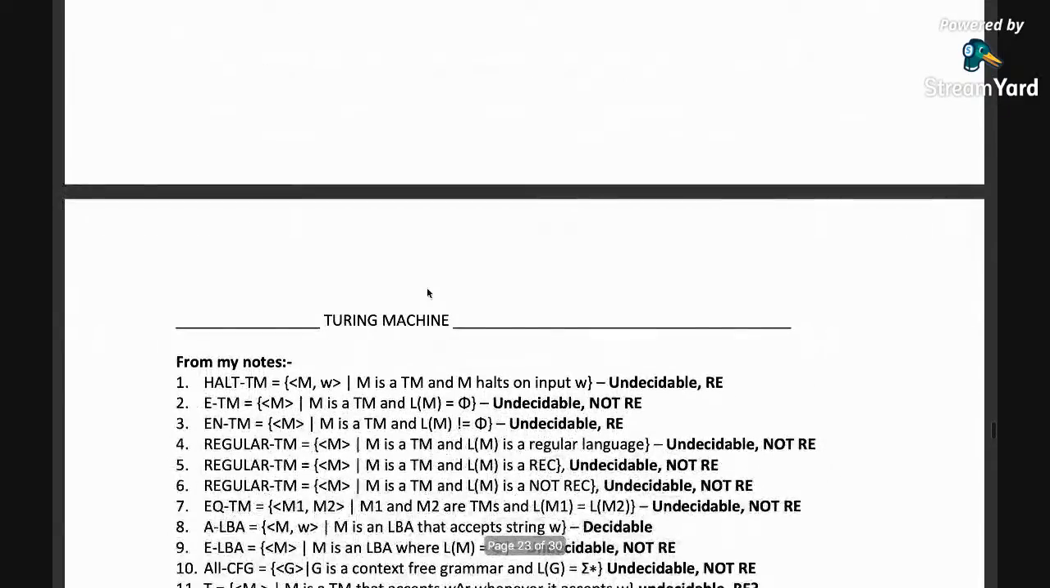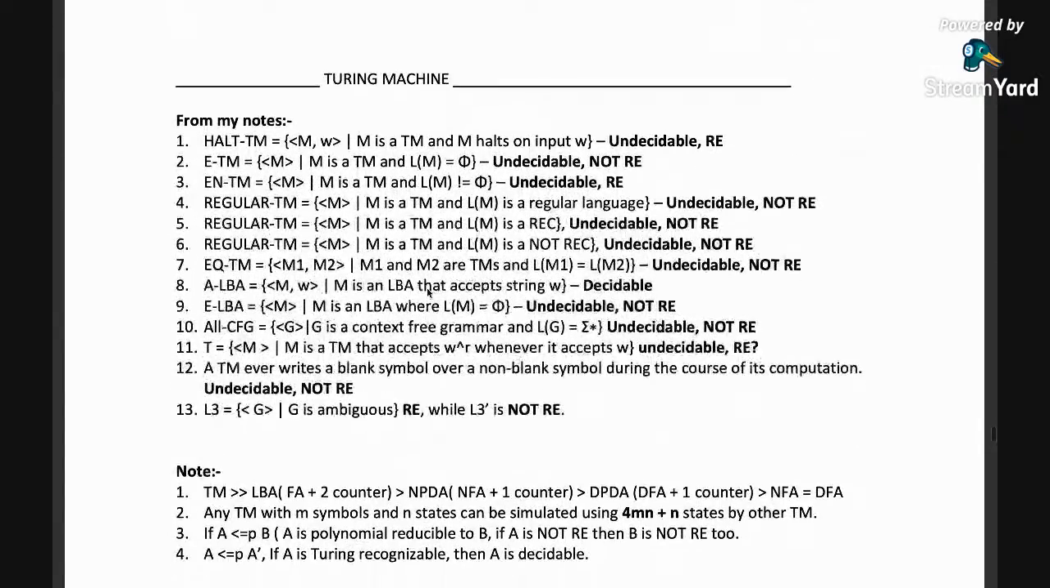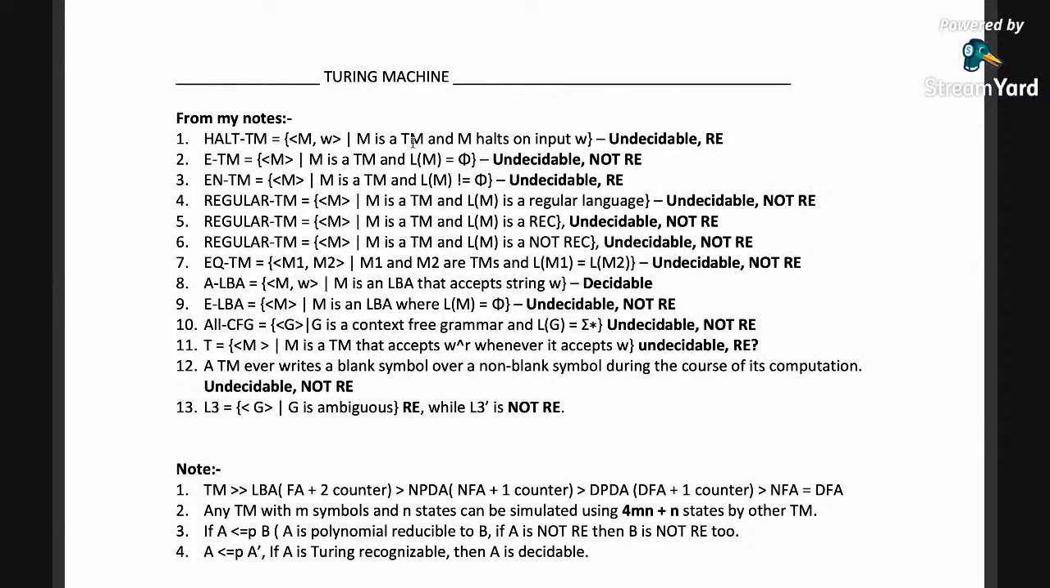From my notes, halting Turing machine: M is a Turing machine and M halts on input W. So whether a Turing machine will halt on some input is an undecidable, or recursively enumerable, problem.